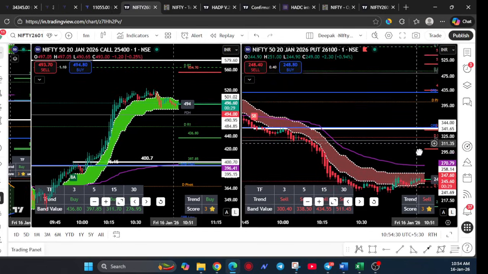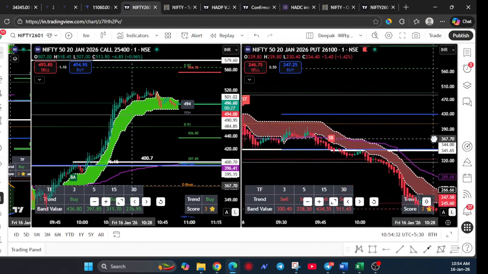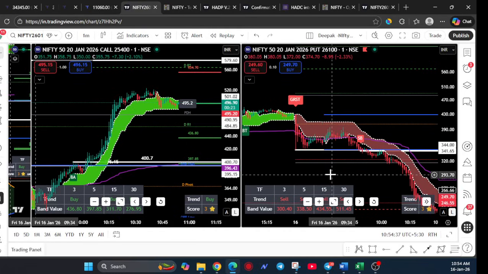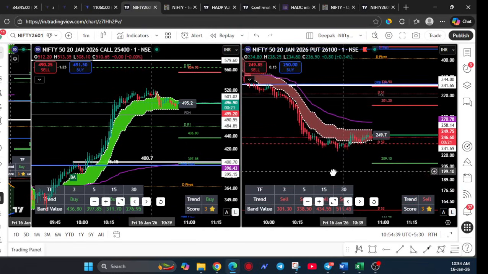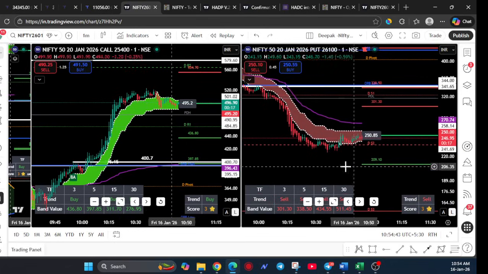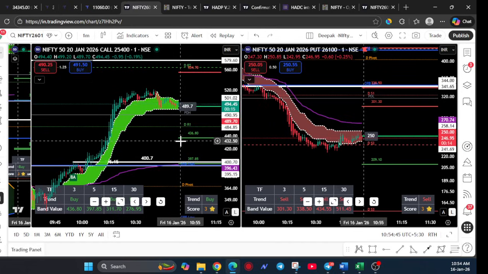When we started, what was the price? When we started, this was around 340 rupees. It gave a sell, right? 340 से ये आ गया नीचे 225. Almost 115 points. Yeah.